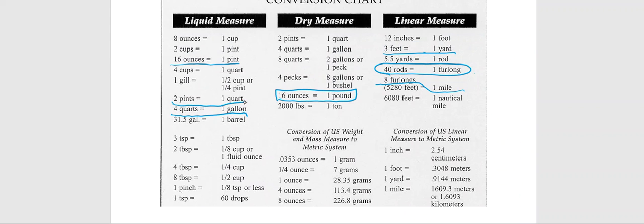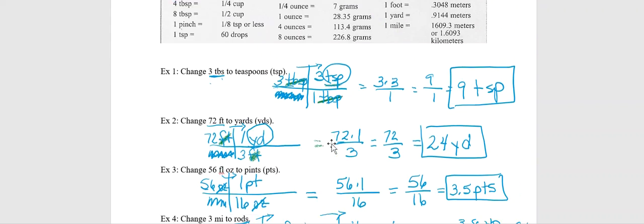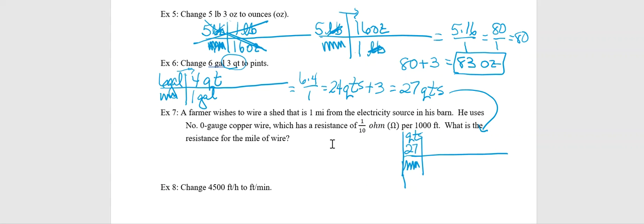So there are 2 pints in a quart. So 2 pints in 1 quart. My quarts are canceling. So I have 27 times 2. And I just put it here because I'm out of room. Over 1. 27 times 2 is 54. So there are 54 pints in my original problem of 6 gallons and 3 quarts. Sorry about that kind of being all over the place.